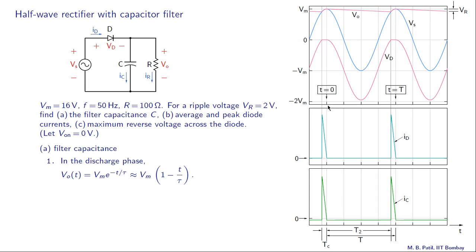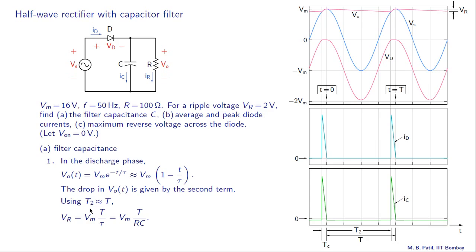Now at t equal to 0, our capacitor voltage is Vm. At t equal to T2, this is 0, this is T2, our capacitor voltage has dropped by Vr, that is our ripple voltage. So in other words, if we substitute t equal to T2 here, then Vm times T2 by tau should be equal to Vr. Now the problem is that T2 is not known, and this is where we make an approximation.